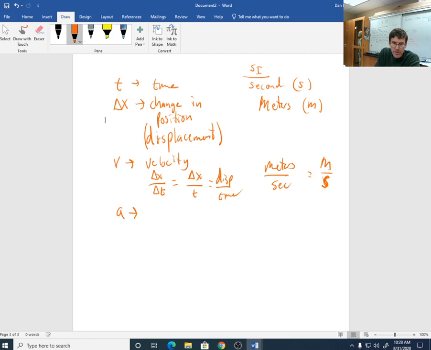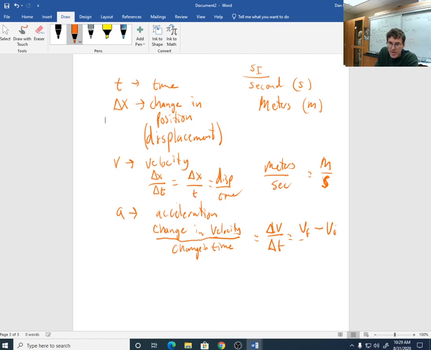Acceleration is change in velocity over change in time. So hold on, change in velocity over change in time. And what does that look like? That's delta v, or change in v, over change in t, which is final velocity minus initial velocity, that's the change, over time. That's our simplified view of it.